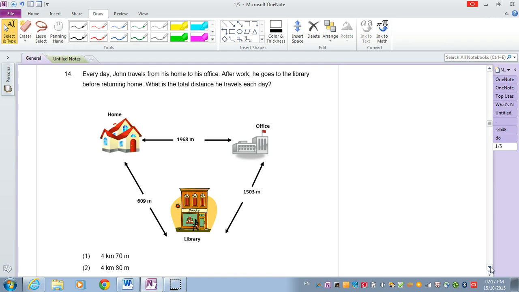Okay, every day John travels from his home to office. After work, he goes to the library before returning home. What is the total distance he travels each day? Okay, so every day he will go from home, he will go this way, okay, to the office, and then from the office, in the evening, he will actually go to the library, okay, and from the library, he will go back home.